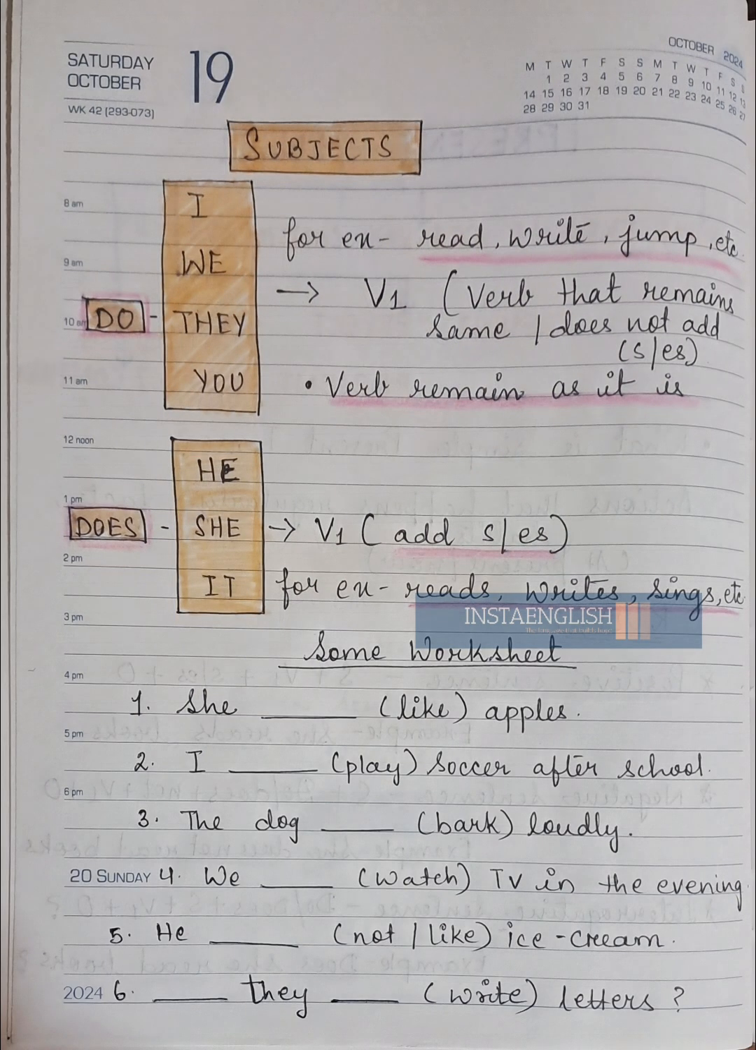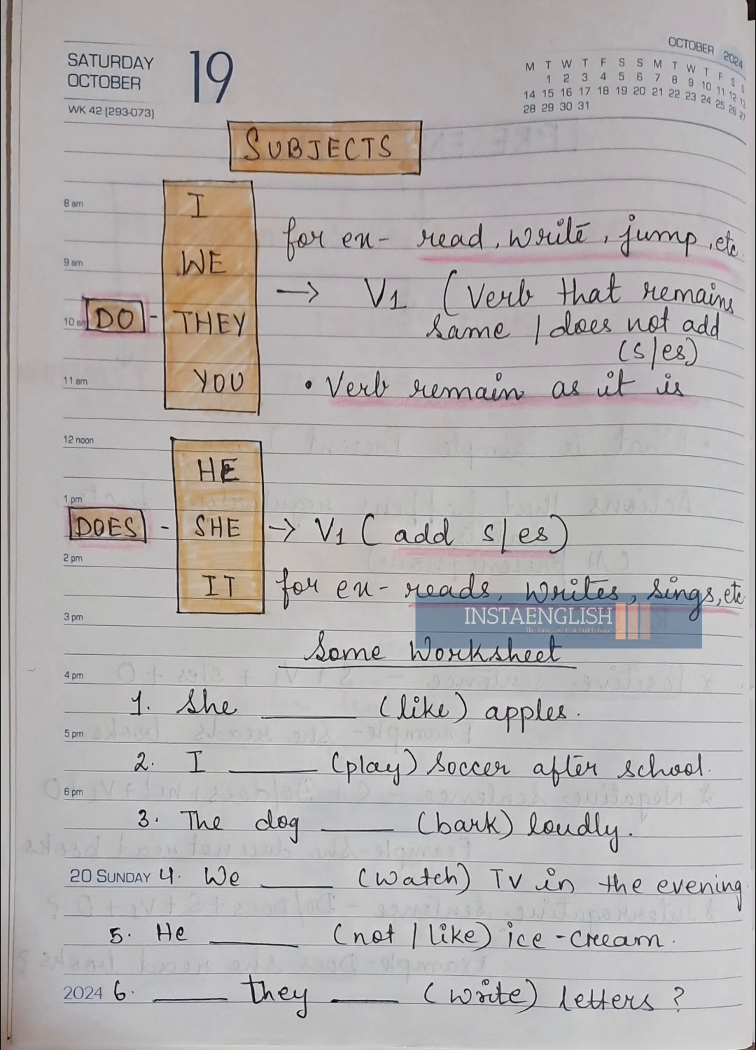So here are some worksheets. Let's try to do. She dash like apples. So here see, the subject is she. So if the subject is she, then to the verb we will add s. So it will become she likes apples. Okay, next, I dash plays soccer after school. So here the subject is I. So what will be the answer? Play or plays? Yes, the answer will be I play soccer after school. Because the subject is I, the main verb will remain as it is.